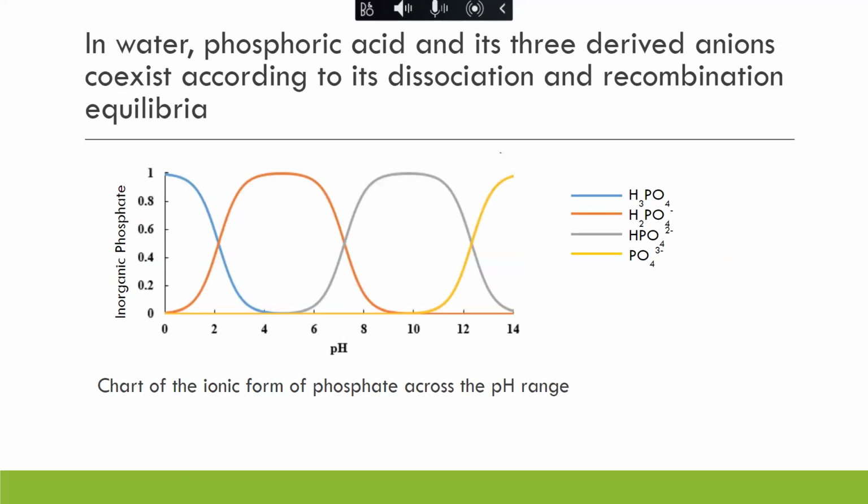And here you can see the charts of the different forms, depending on what pH. So if you're at a pH of 6, let's say, which a lot of my tanks are at, you're going to have a mix of mostly H2PO4 minus, but you will also have a little bit of the other forms.